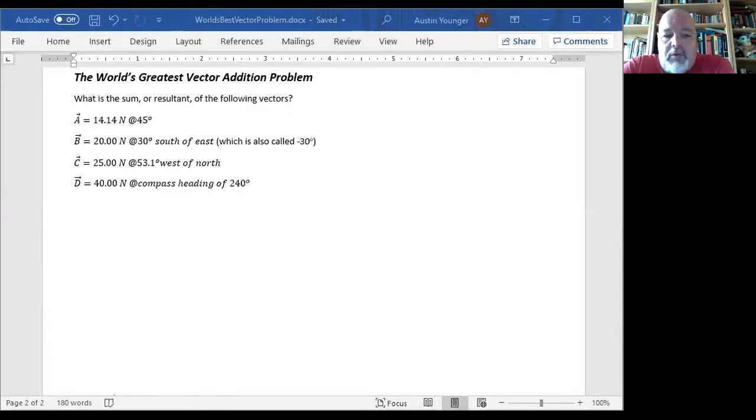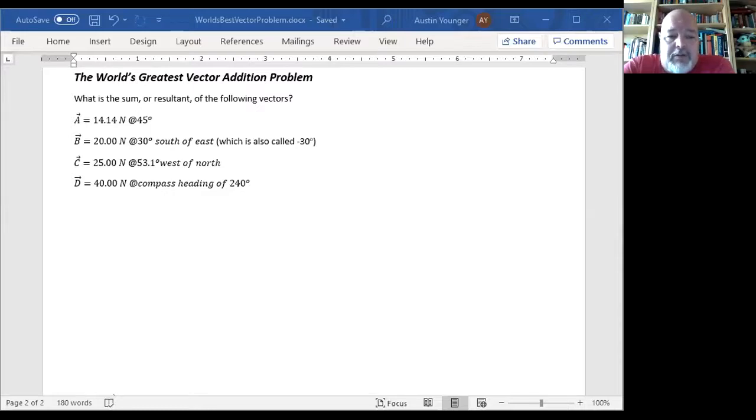Another one, the other vector B is 20.00 newtons at 30 degrees south of east, which is also called negative 30 degrees. So in a normal coordinate system, as far as a compass heading, your y-axis is supposed to be the northern direction, and that would be 0 on a compass, and then your east is the positive x-axis, which is supposed to be 90 degrees, and then of course south would be 180, and west would be 270.